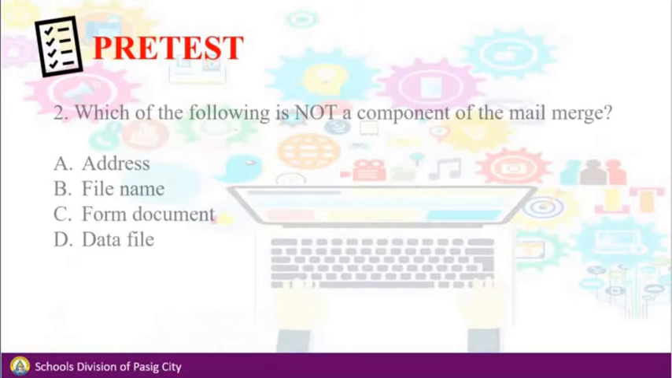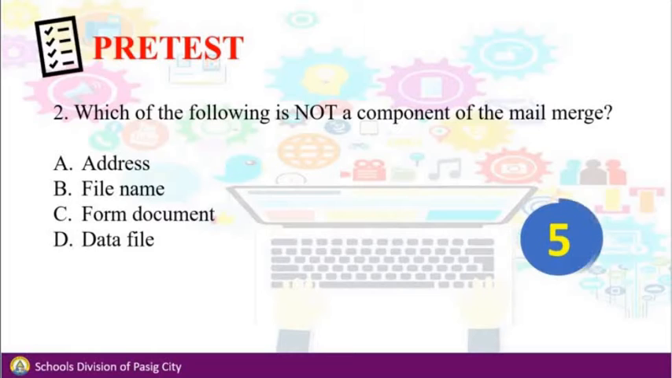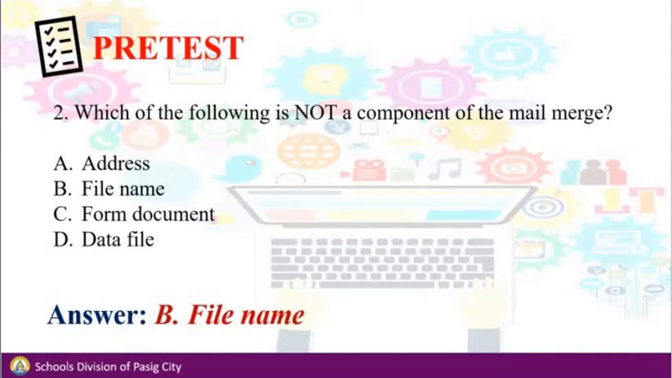Let's have number 2. Which of the following is not a component of mail merge? A. Address. B. File name. C. Form document. D. Data file. Timer starts now. The answer is letter B, file name.